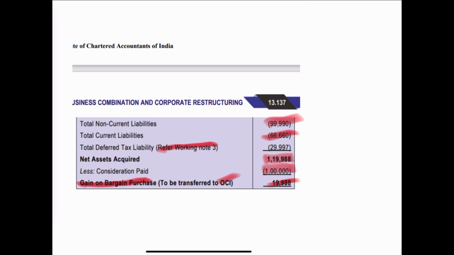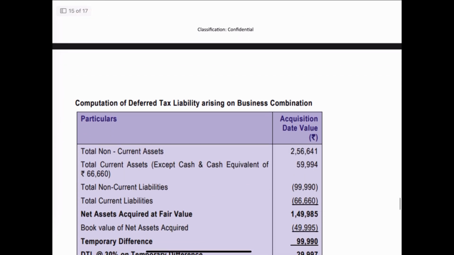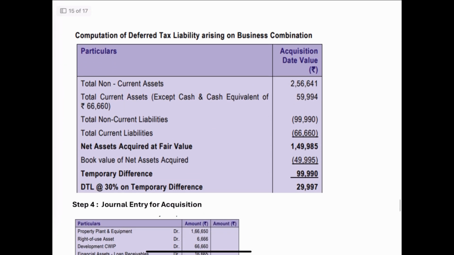Okay, so now the only thing left is how to calculate the deferred tax liability. So for this, let's go through. This is also a similar working. So we'll take all the non-current assets value at fair value, and the current assets value, and then non-current liability and current liability, and then determine the net assets being taken over at fair value. That comes to 1,49,985. Okay, and so this is the fair value.